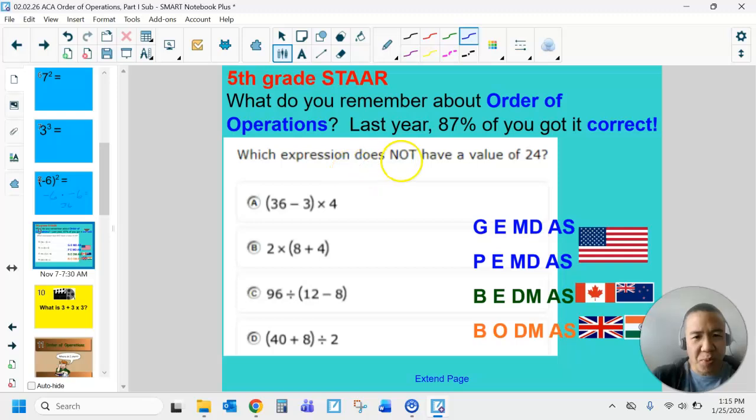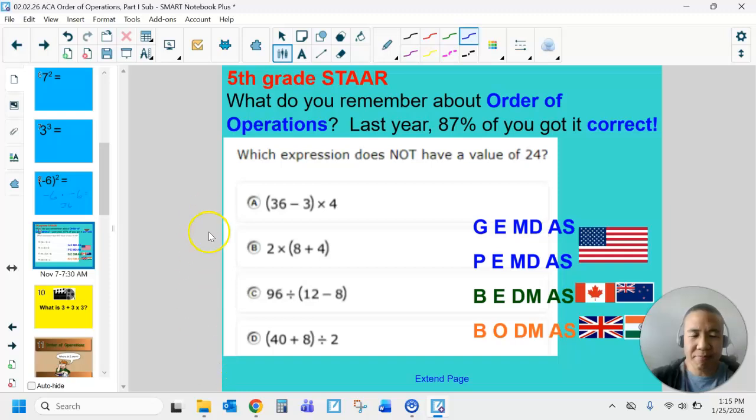So which expression does not have a value of 24? Go through the choices A, B, C, and D using what you remember from GEMDAS or PEMDAS, and decide which one does not have a value of 24. Please pause the video at this time. All right, welcome back. Let's figure out which one does not have a value of 24.